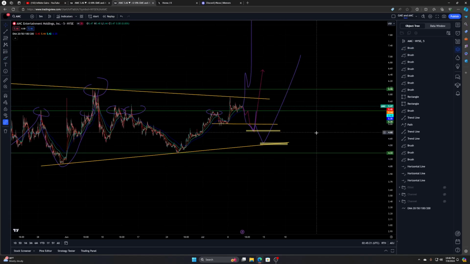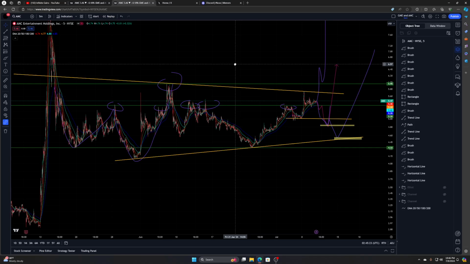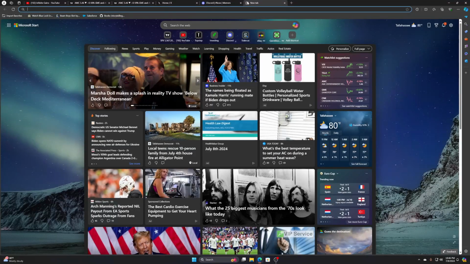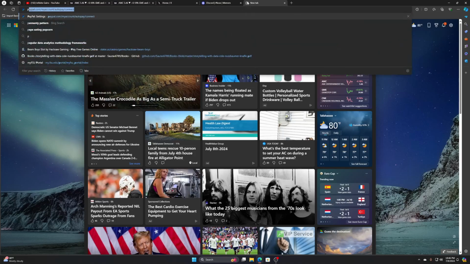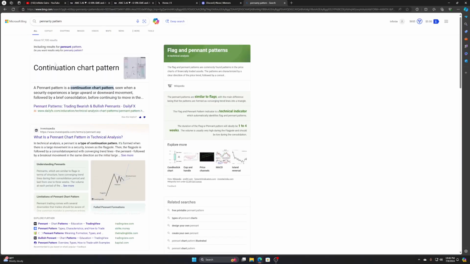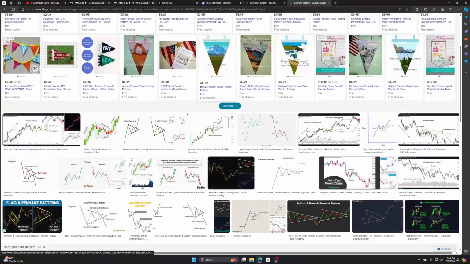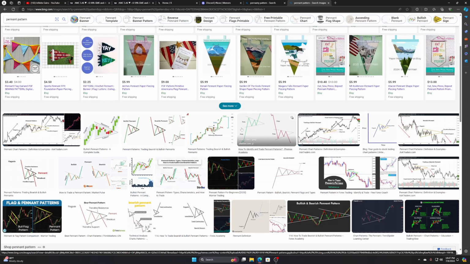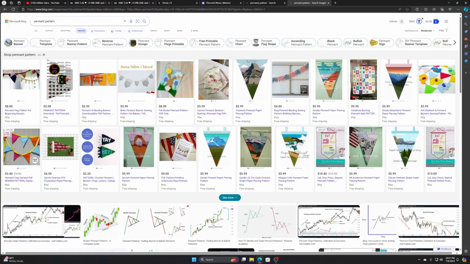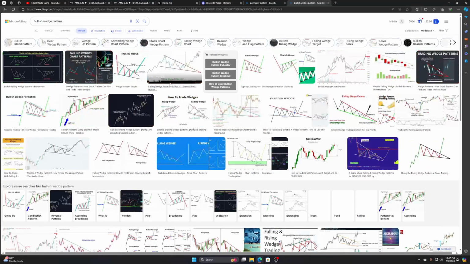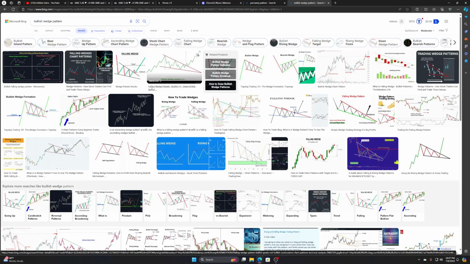But really, if you wanted to complete this kind of pennant, so let's just quickly look this up. Pennant pattern. No, it's called a pennant pattern. It's more of a wedge. It's more of a wedge, maybe. Bullish wedge pattern. Yeah, it's more of a wedge.